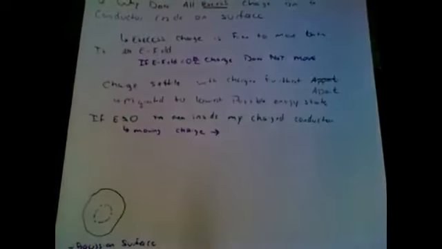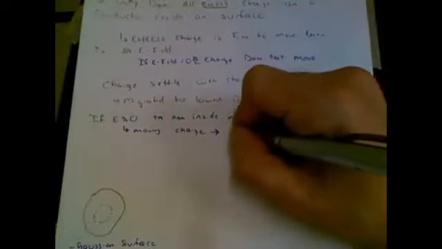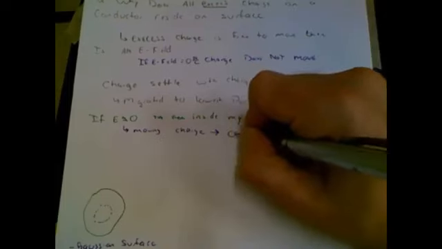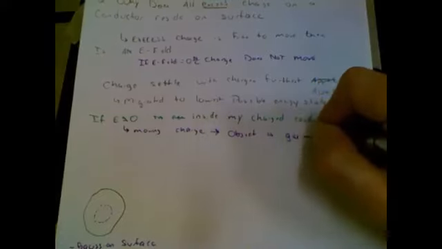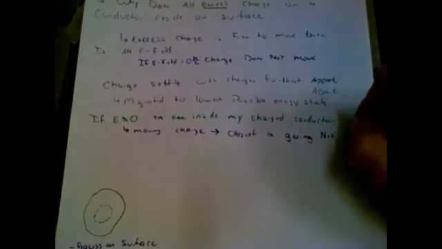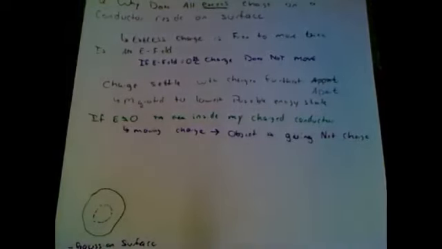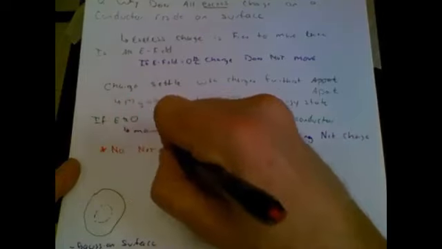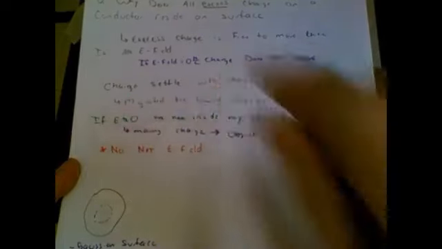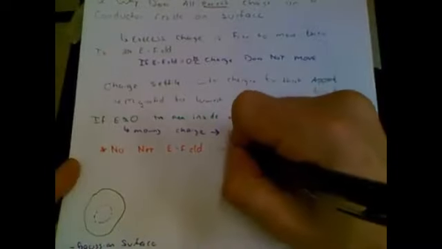And what would that mean? That would mean the surface of my conductor would be continually changing charge. That would mean my object is gaining a net charge, because I'd have some charge flow. I would have charge flowing because of my electric field, which means I have to understand, since that's not happening, that there is no net electric field inside my conductor.